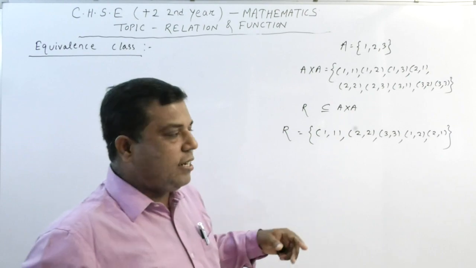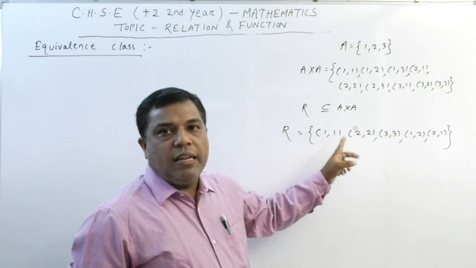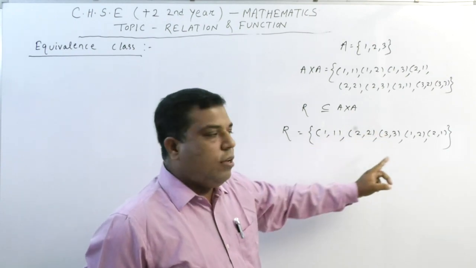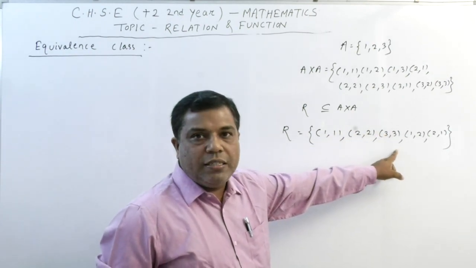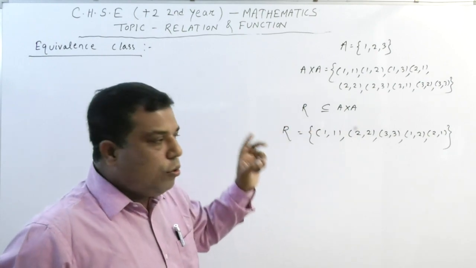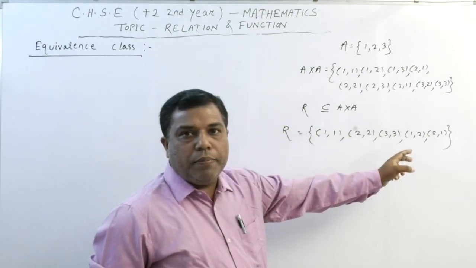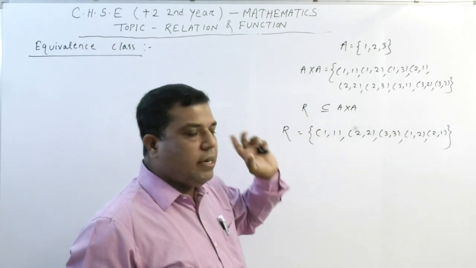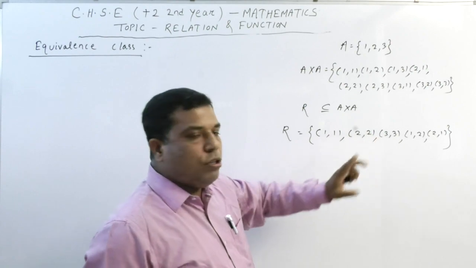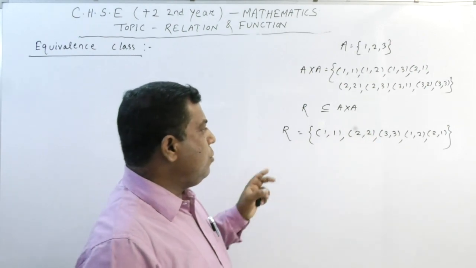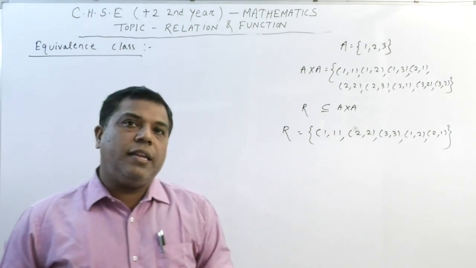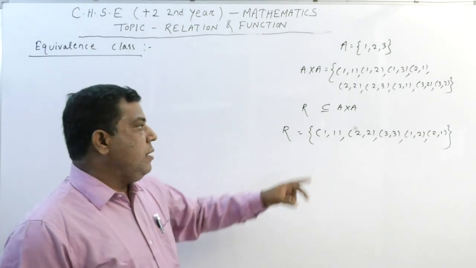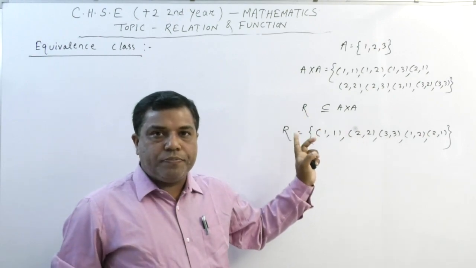Yes, you are correct. It is an equivalence relation as it satisfies the reflexive property. All identical pairs are present. You see, yes or no? It is symmetric in nature, so the symmetric property is also satisfied. It is transitive also. Yes or no? So as it satisfies all three conditions, it is an equivalence relation.